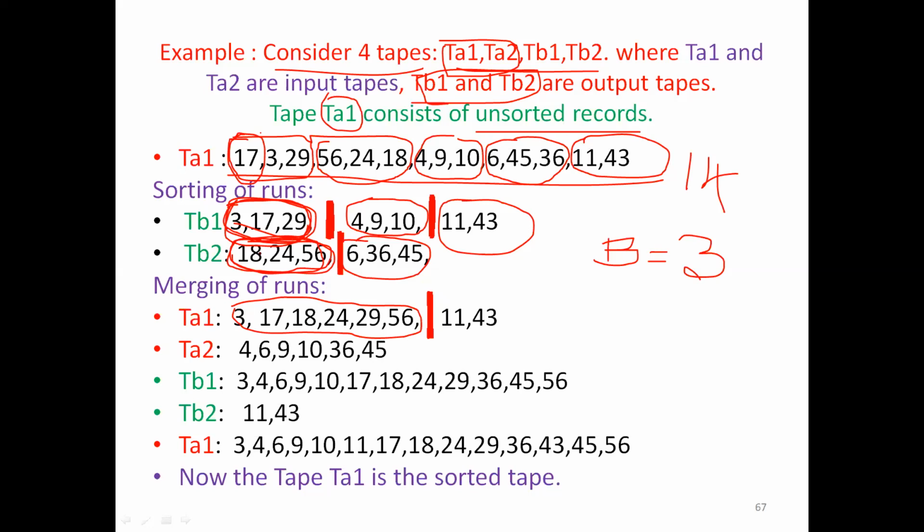So 29 is compared with 18. 18 is lesser, so I place it here. Then I'll increment the J value, because 18 was moved from TB2. Moreover, 24 is compared with 29. Like that, this happens.